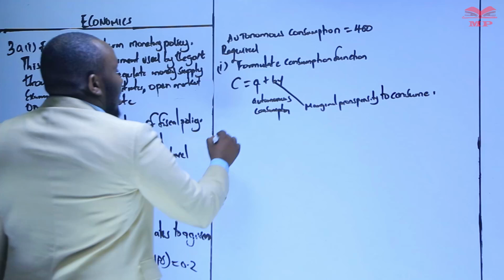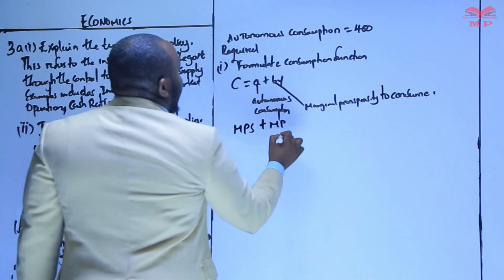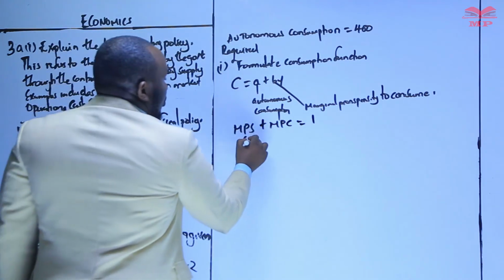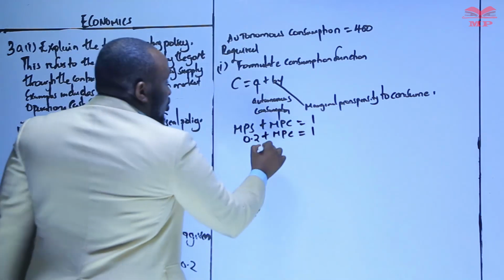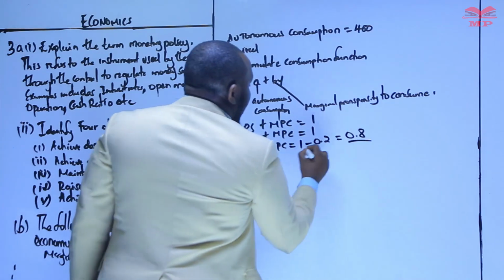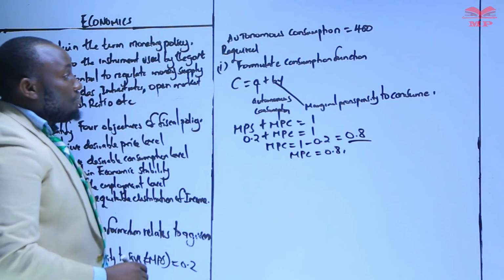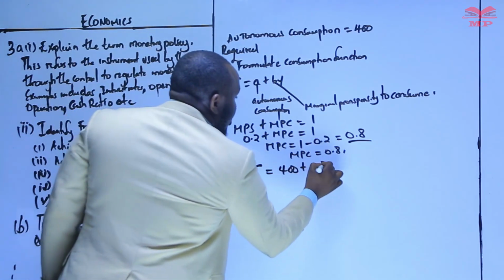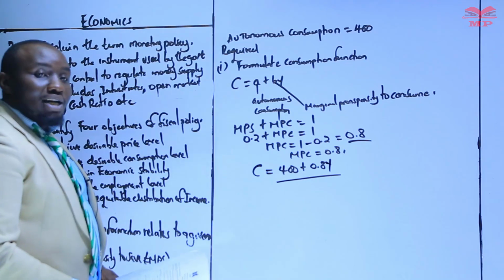So we basically say that MPS, the marginal propensity to save, plus the MPC, the marginal propensity to consume, should be equivalent to 1. We are given the marginal propensity to save, that is 0.2, plus MPC that we don't know, is equivalent to 1. So the MPC will be equivalent to 1 minus 0.2, so we have 0.8. That is the marginal propensity to consume. Putting it in the question, the consumption function is equivalent to 400 plus 0.8Y. This is what you call the consumption function.